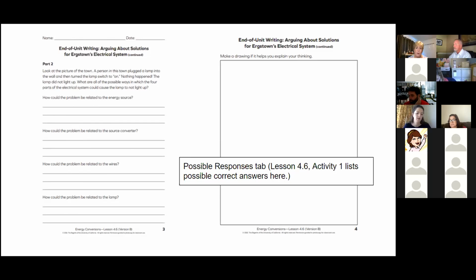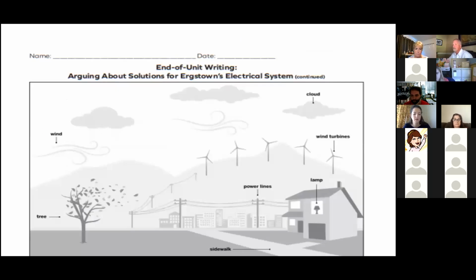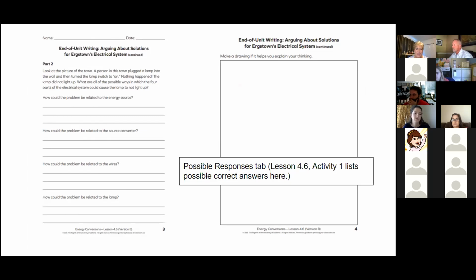On part 2, after they have written their argument, it's asking them to look at this picture, which is duplicated and given to them with the test, about Ergstown's electrical system. And so they're asked to look at the picture of the town and then answer some short answer questions here. How could the problem be related to the energy source? How could the problem be related to the source converter? How could it be related to the wires? And how could it be related to the lamp?